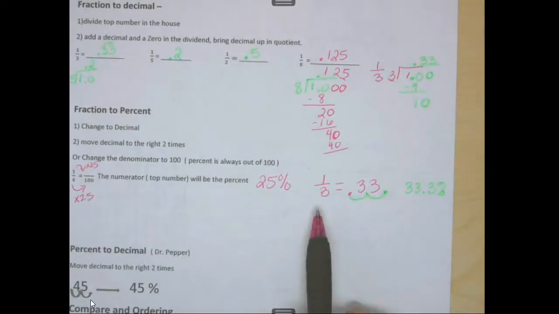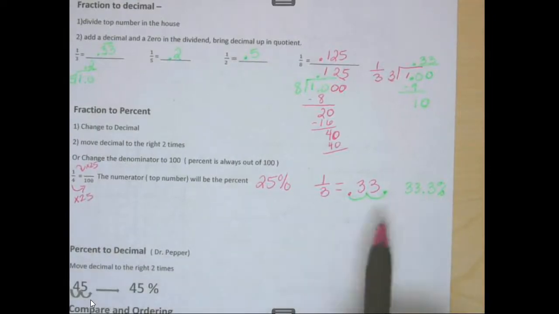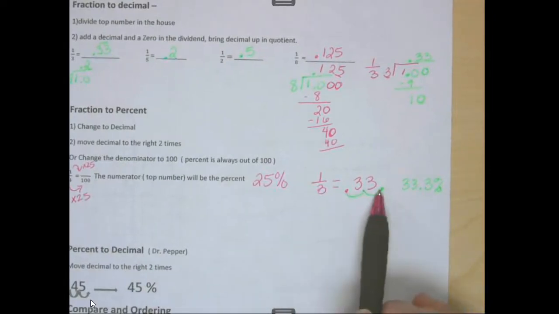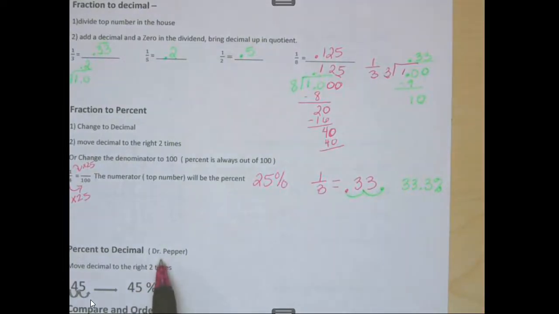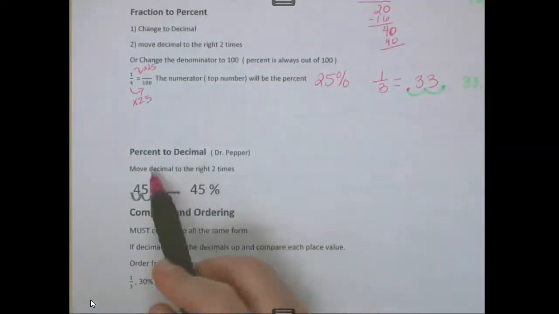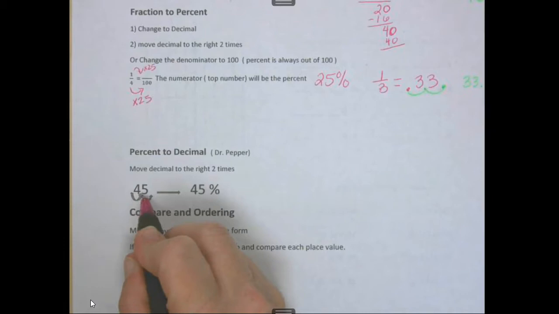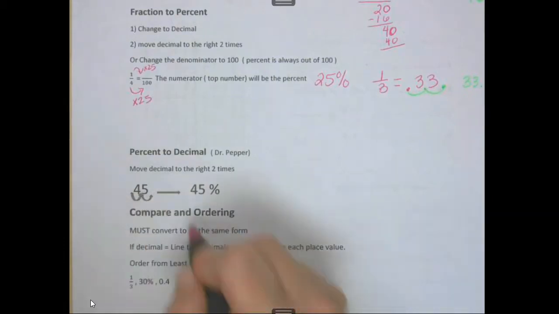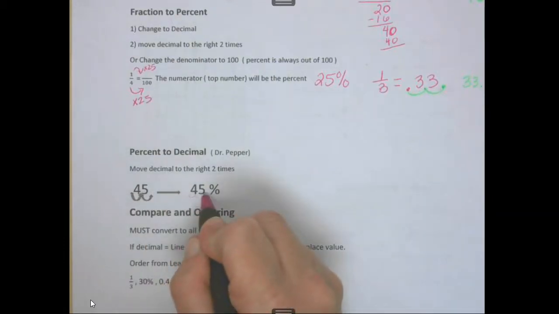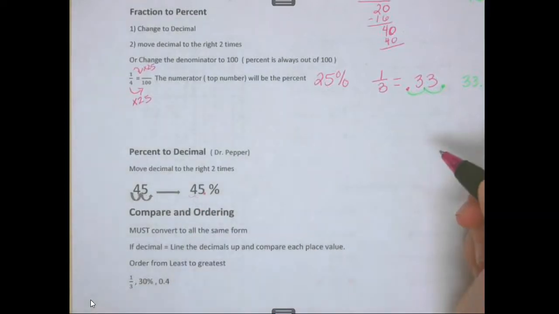So when we have a decimal, you move the decimal 2 times. Remember Dr. Pepper. That's what we're going to do here. So a percent to a decimal. If I have 0.45, I move the decimal 2 times. 1, 2. So I put my decimal here, and that is 45%.